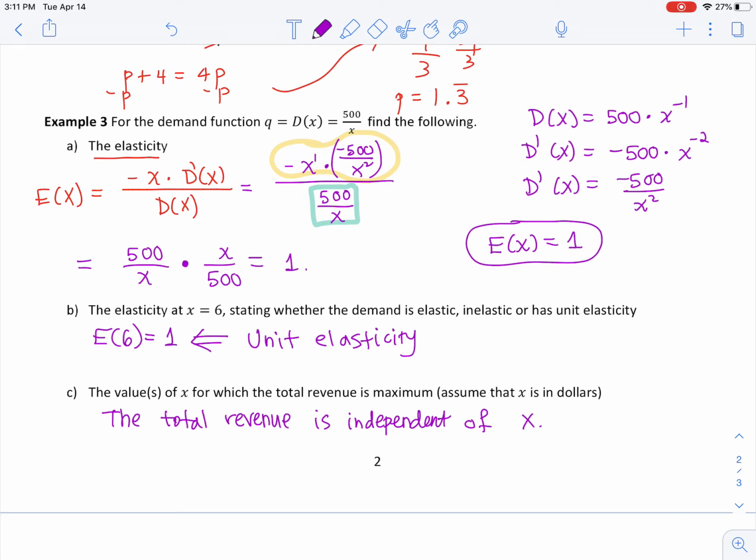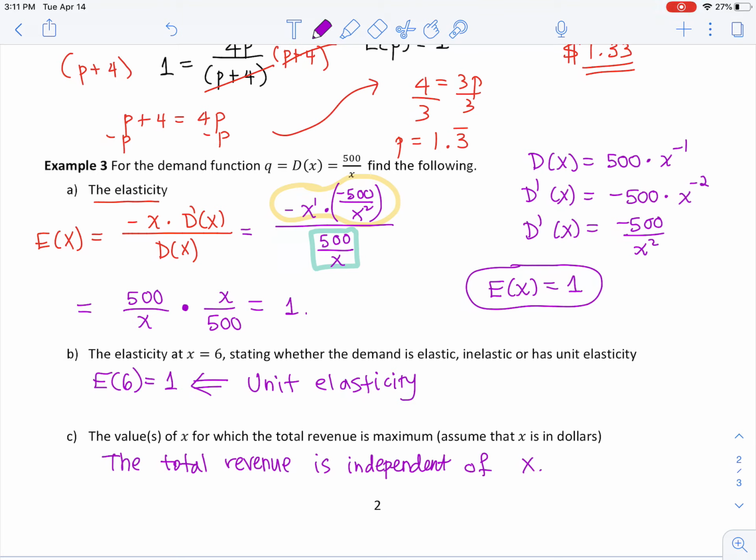The elasticity is always going to be 1. The revenue is always going to be maximized. So the price doesn't matter in this case. That one was a special case because we didn't have to solve for that X value. X can be any number. So that is it. See, told you it's going to be a very short lesson for 3.7.